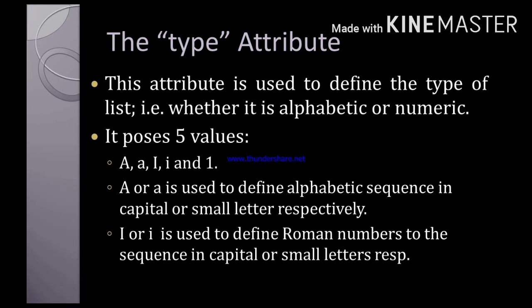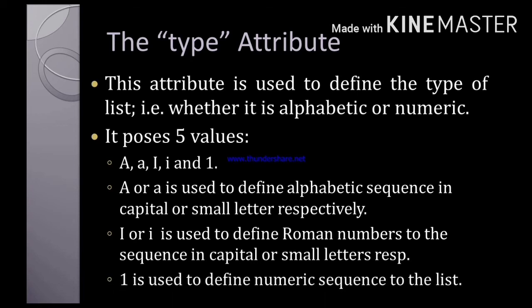I or small i is used to define Roman numbers for the sequence in capital or small letters respectively. Same way, if I put I in capital letter, then a capital Roman number sequence will be given, and if I put small i, then a small Roman number sequence will be given to the list. And 1 is used to define a numeric sequence to the list. Now this is the default type. So if we do not provide any type, then automatically 1 will be taken.